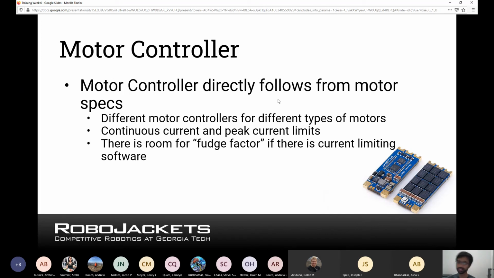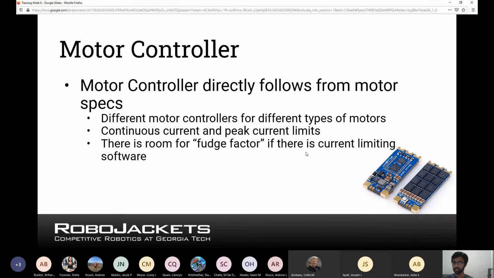But in addition to the motor, you're also going to need to select a motor controller circuit, which is going to directly follow from your motor specs. Different types of motors are going to require different types of motor controllers, and they will all have different ratings for voltage, current, communication, and so forth. Usually they're going to be given in terms of a continuous and a peak current. The continuous current and peak current, you can tell by the name what they mean, but you should make sure that your continuous current limit is met by the motor, so that the motor doesn't draw too much current, and your motor controller isn't going to heat up, get too hot, and possibly break.